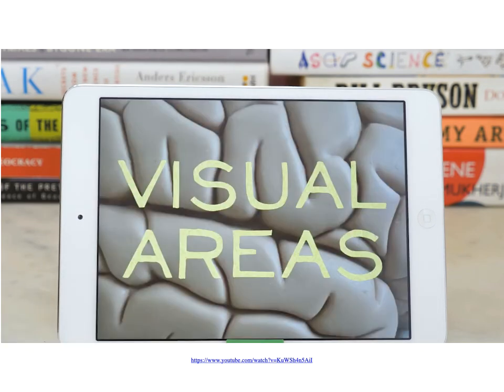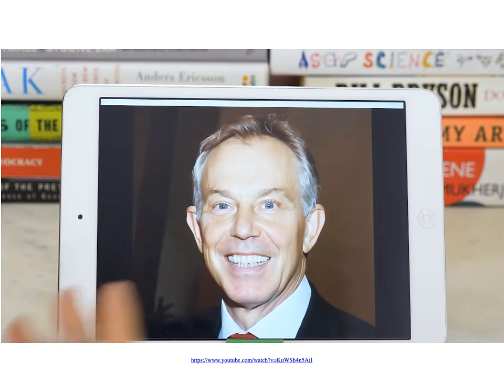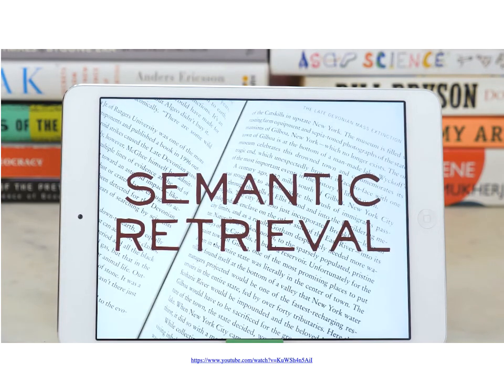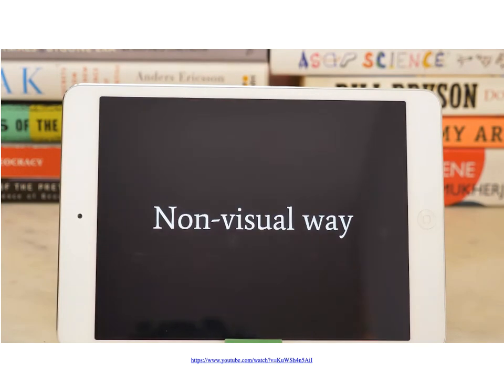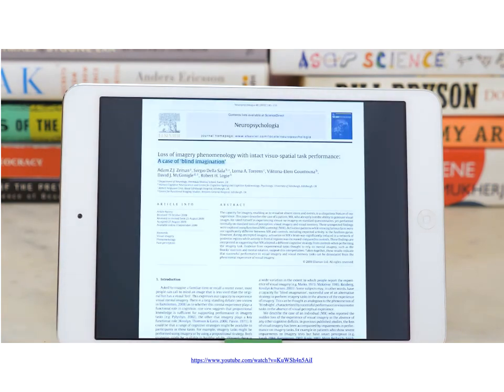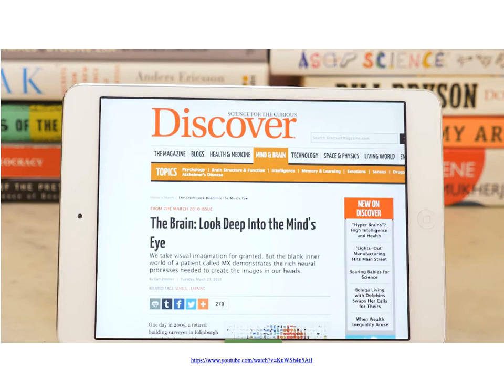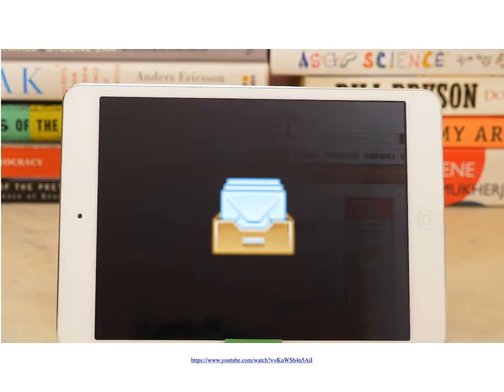Next, they asked him to imagine Blair's face. They expected to see similar brain activity, but instead, many areas were active, including those used for semantic retrieval. MX was trying to imagine a face, but in a non-visual way, using words instead of images. When that research was published in 2010, Carl Zimmer wrote this article for Discover magazine, and emails started rolling in from people who experienced the same thing, some since birth.